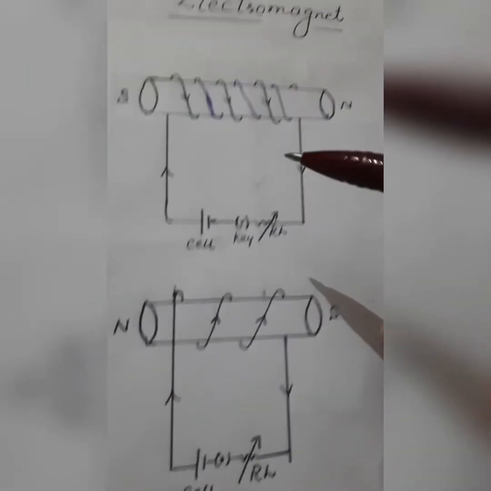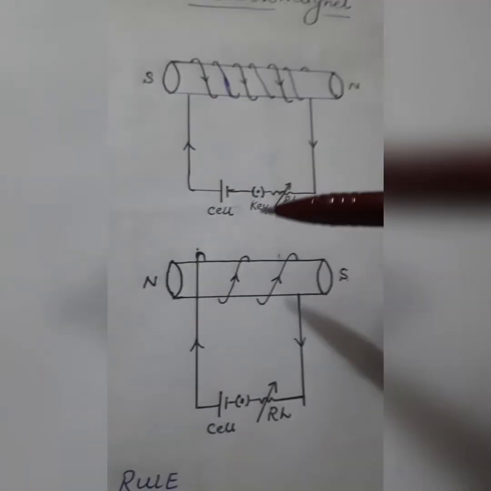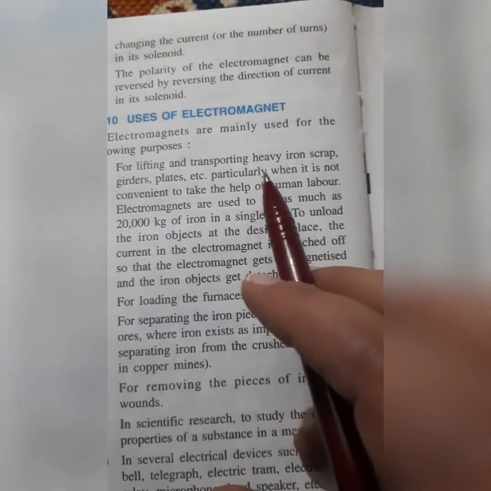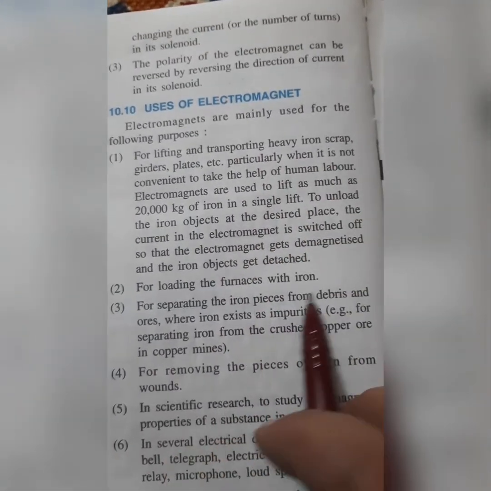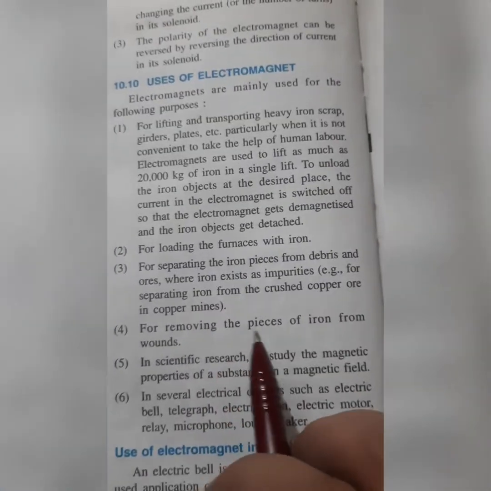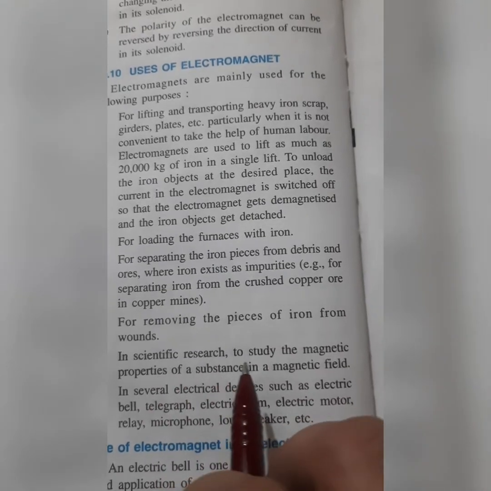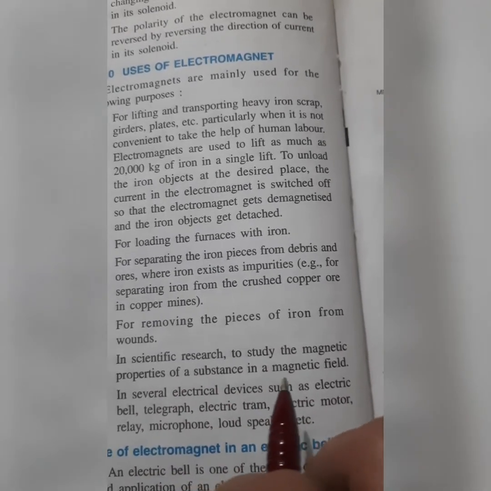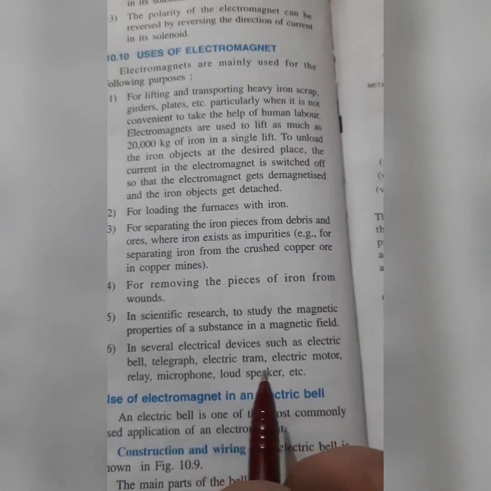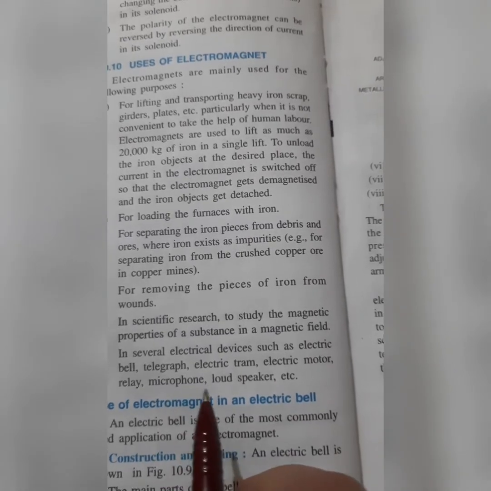There are three main advantages of the electromagnet over the permanent magnet. This electromagnet is used in many different ways. If you see here, that's given in your book. Uses of electromagnet: for lifting and transporting heavy iron scrap, for loading the furnace with iron, for separating iron pieces from debris and ores, for removing pieces of iron from a wound, in scientific research to study the magnetic properties of a substance in a magnetic field, and in several electrical devices such as electric bell, telegraph, electric tram, electric motor, relay, microphone and loudspeaker.